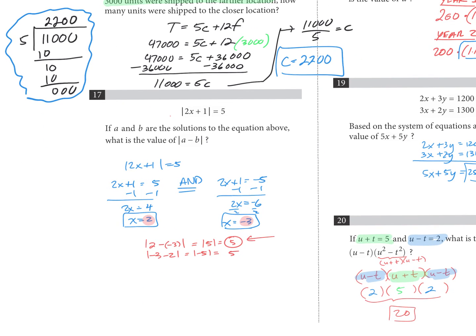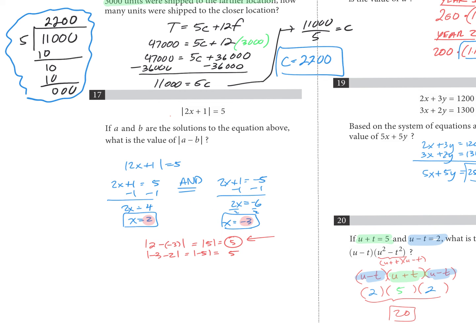All right, moving into number 17, this is an absolute value equation. With absolute value equations, there are always 2 solutions. In this question, it says A and B are the solutions, and asks what is the value of the absolute value of A minus B. If the absolute value of 2x plus 1 equals 5, then 2x plus 1 could equal 5, and 2x plus 1 can equal negative 5. So there are 2 different answers to this problem.